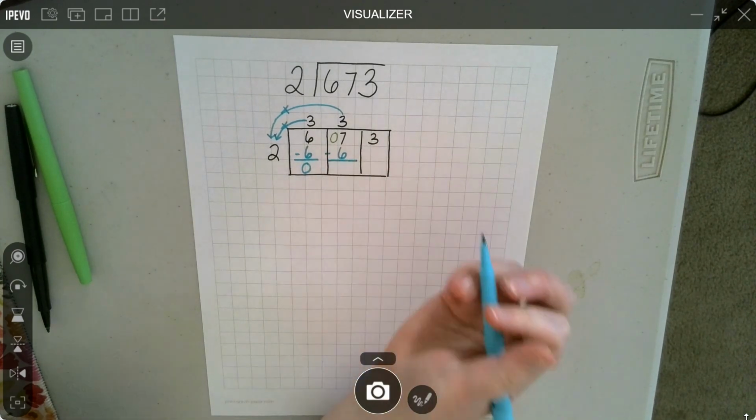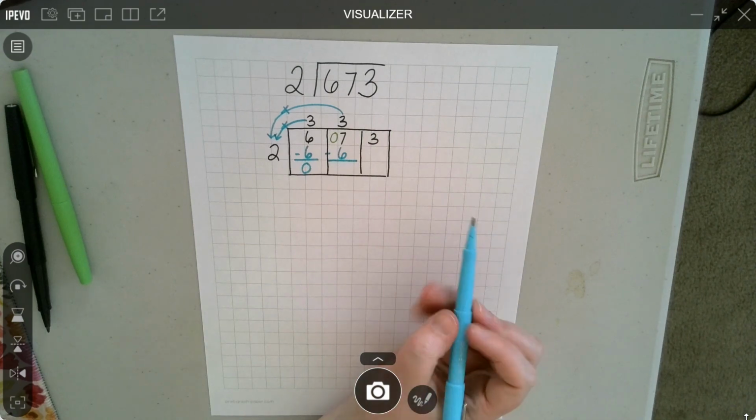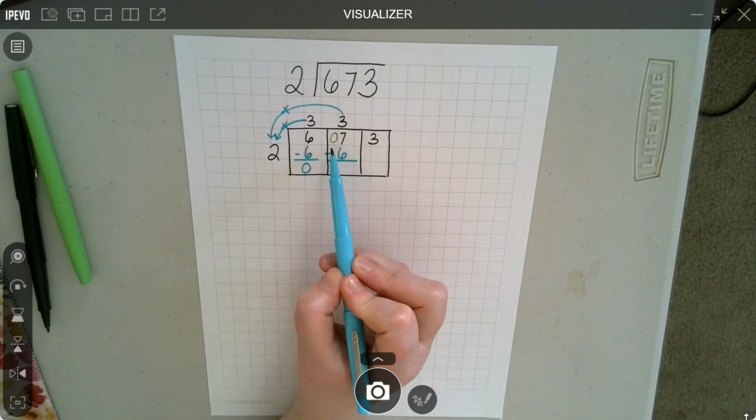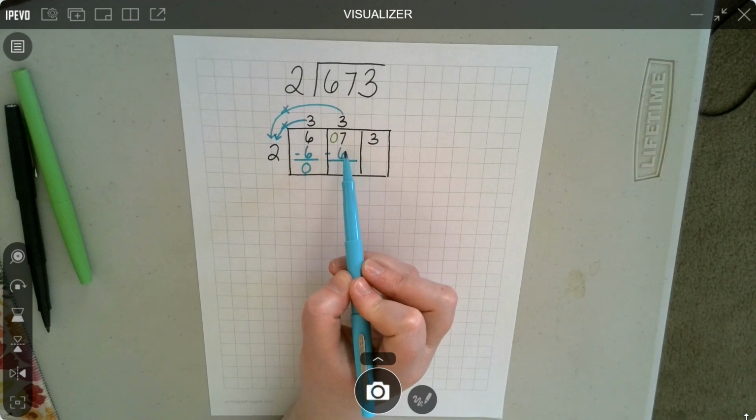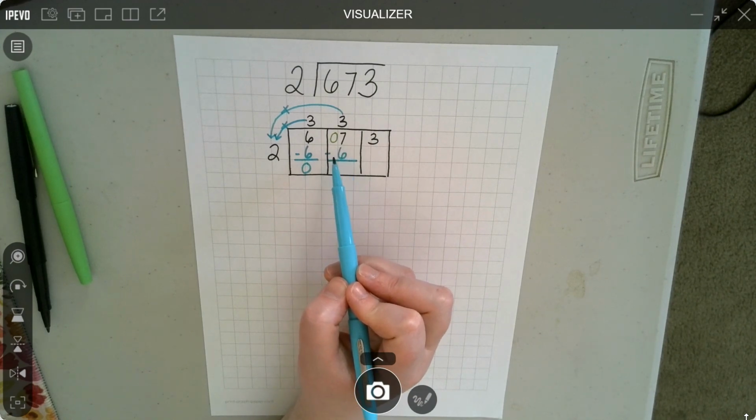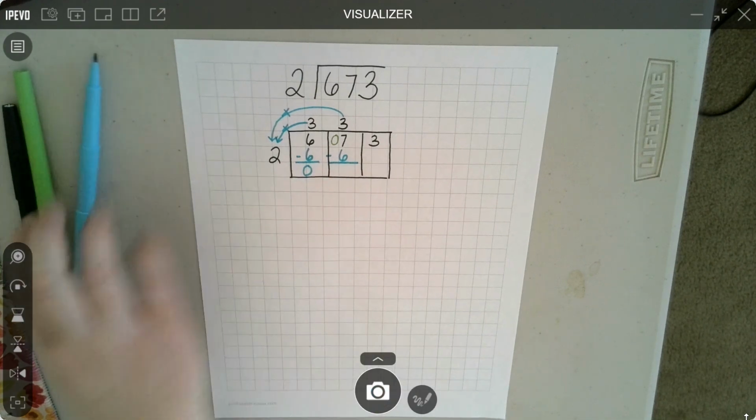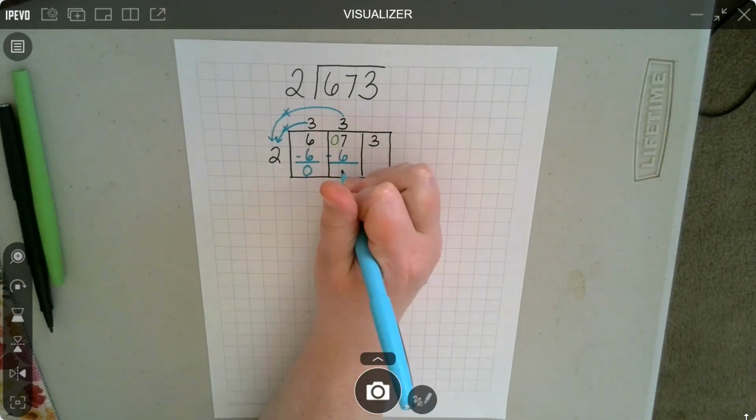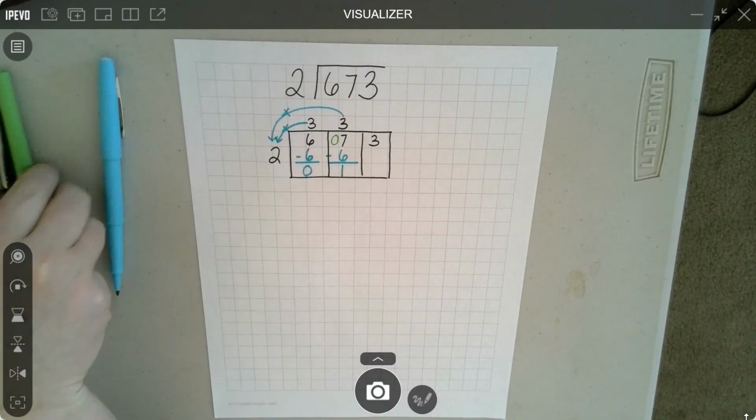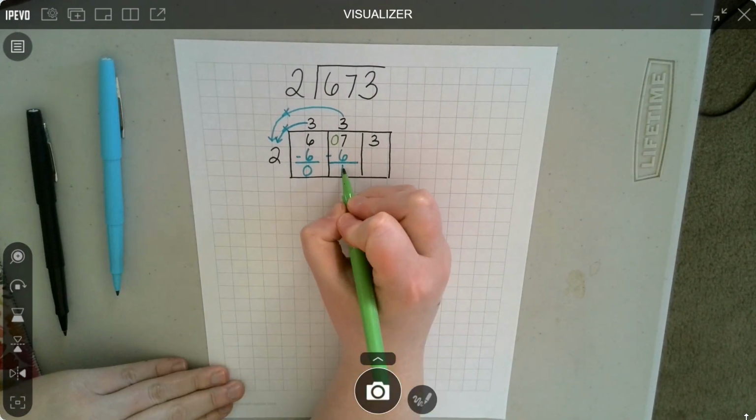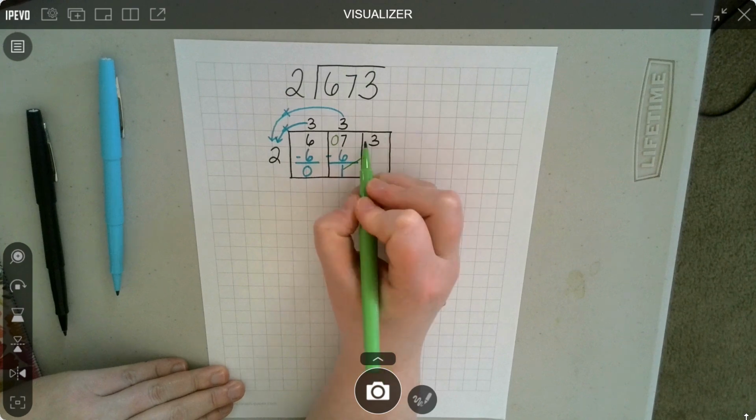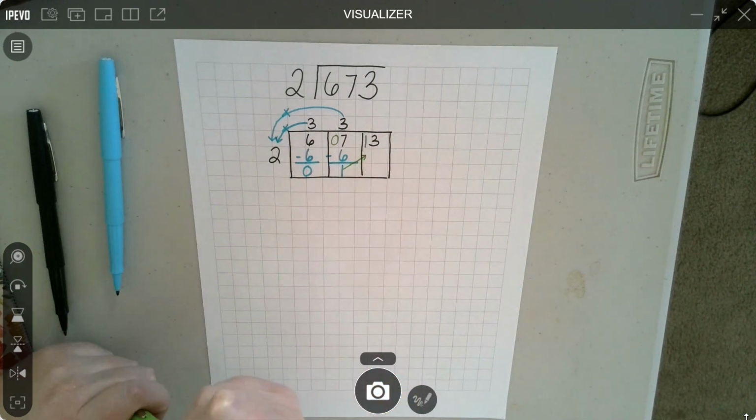Remember, make sure you are lining up your place values. Don't put the 6 underneath that 0 because that 6 is not in the tens place. It's in the ones place. It's not 60. It's 6. So 7 minus 6 is 1. Now, since I do have something there to pull up, I'm going to drag that 1 up into the last box and make that a 13.